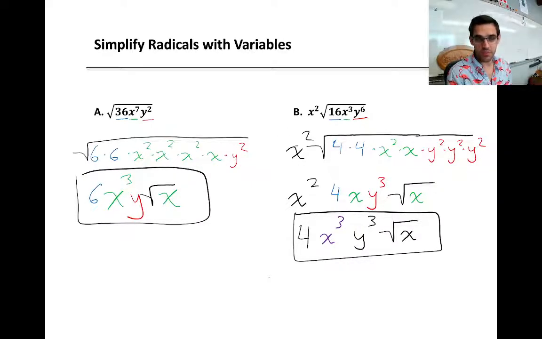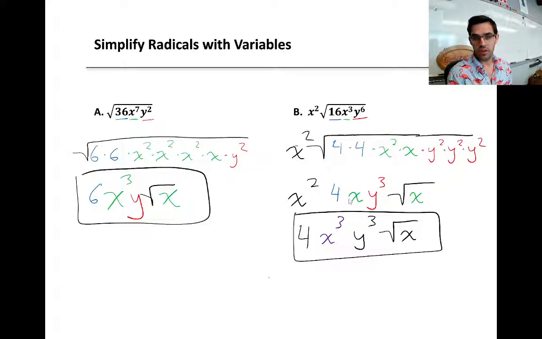Anyways, example B. We have x squared outside of the radical. Inside the radical, we have 16 times x to the power of 3 times y to the power of 6. If we break that down in pairs, we've got a pair of 4s, we've got a pair of x's, we have a leftover x, and we have 3 pairs of y's. A pair of 4s is one 4 outside of the radical. A pair of x's is one x outside. The remaining x is an x inside. And the 3 pairs of y's makes 3 y's, or y to the power of 3 outside of the radical.